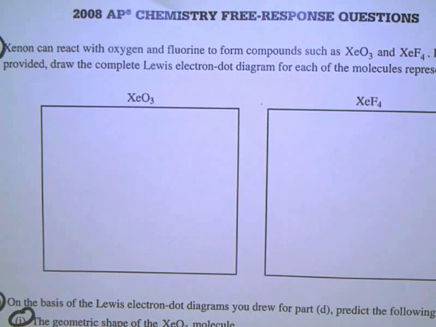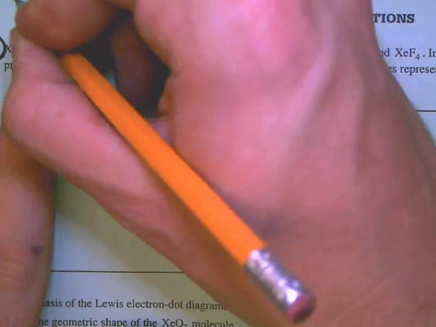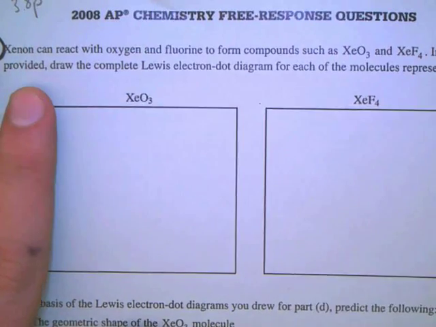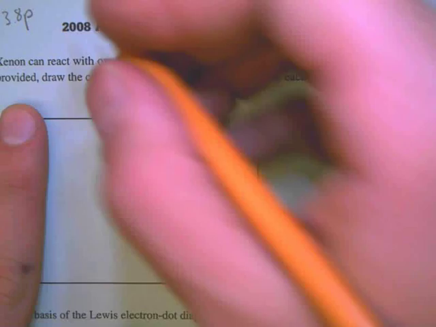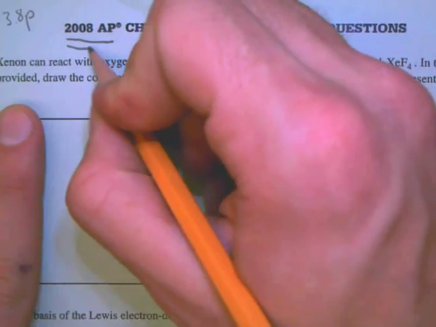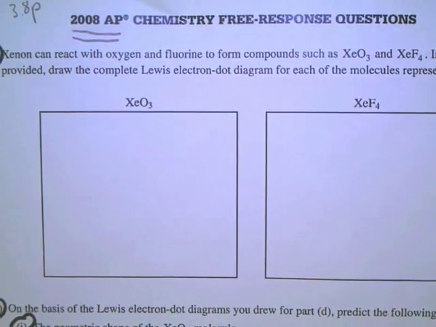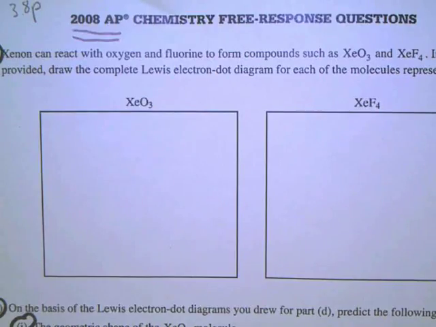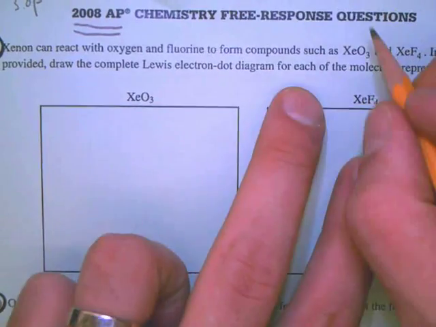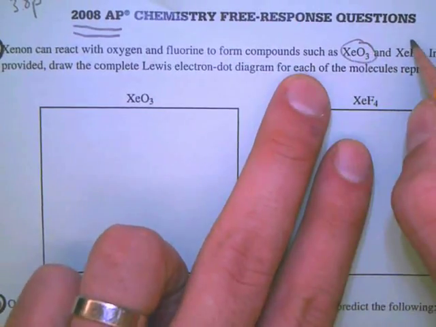Okay guys, I'm going to be vodcasting here the solutions to homework 3.8p. Okay, and if you notice, special attention, this problem was taken off the 2008 AP examination, so that was last year's examination. So here we go. It says, in the boxes provided, draw the complete Lewis dot structures for the molecules represented above.